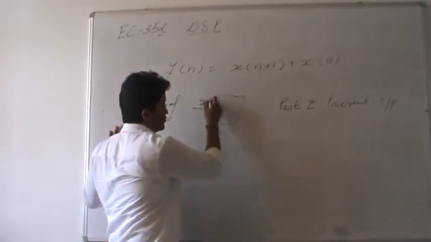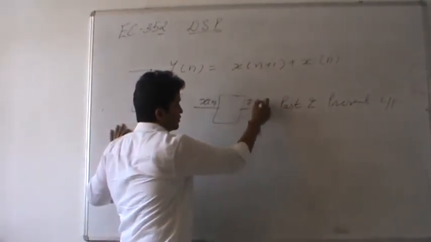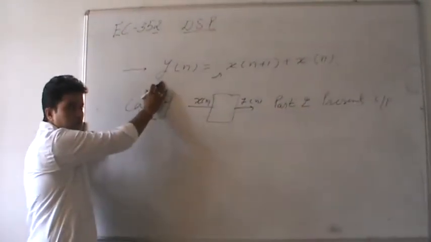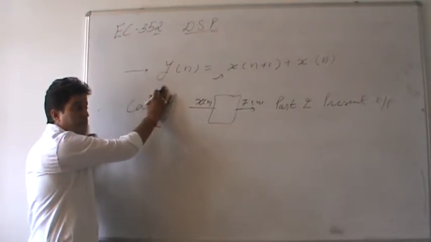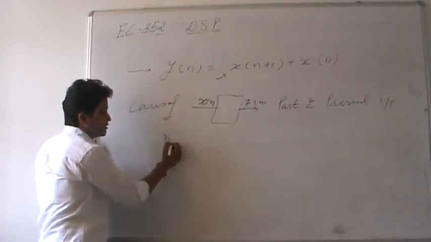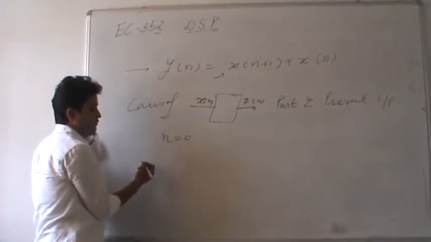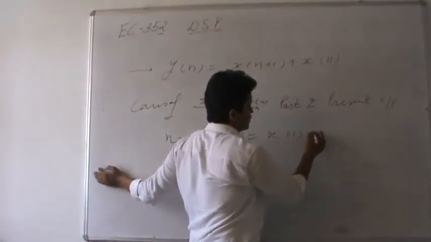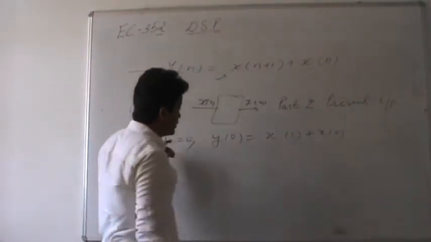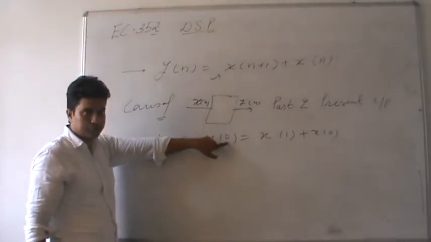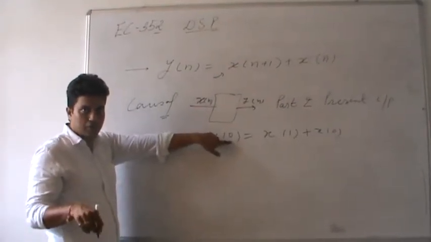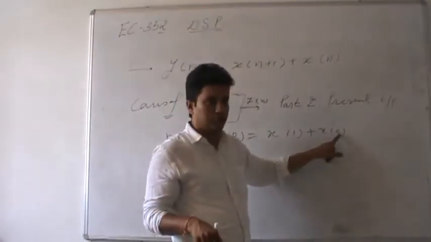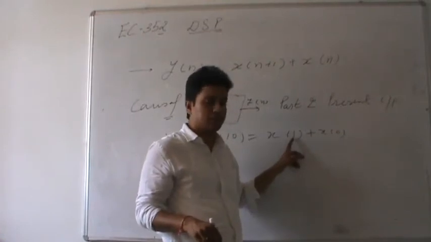Okay, so x is the input, y is the output, and the equation is given here. To test whether the system is causal or non-causal, we need to check whether it depends on the present and past input. So let us put some value, n equal to 0, in this equation. This equation will become y of 0 equals x of 1 plus x of 0. The present value of output is y of 0, so we are talking about the y of 0 position. The input with respect to y of 0 is x of 0. Here you have x of 1.